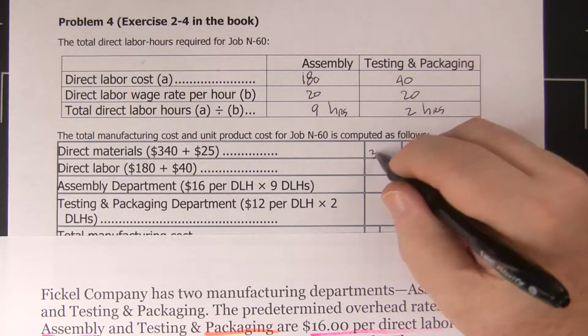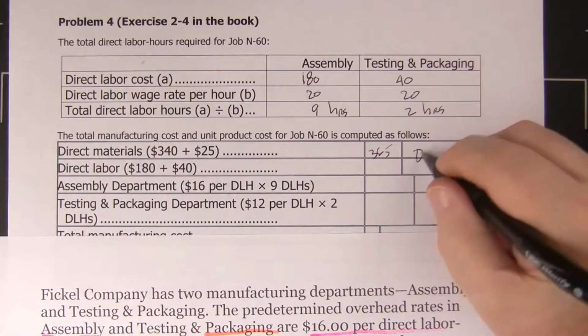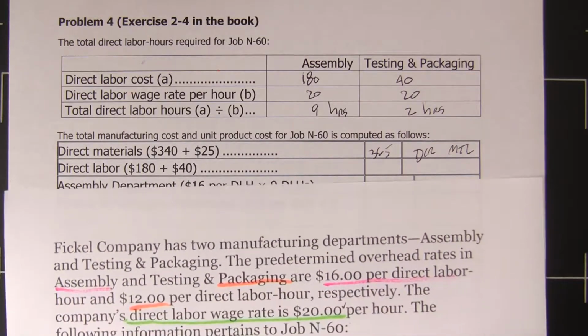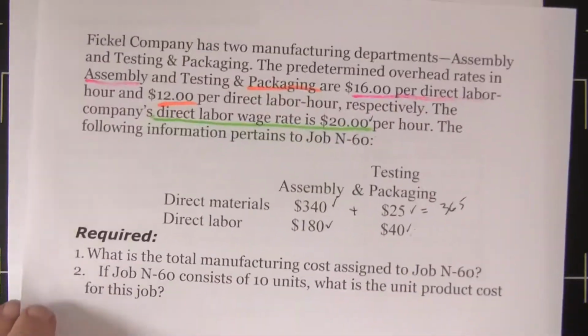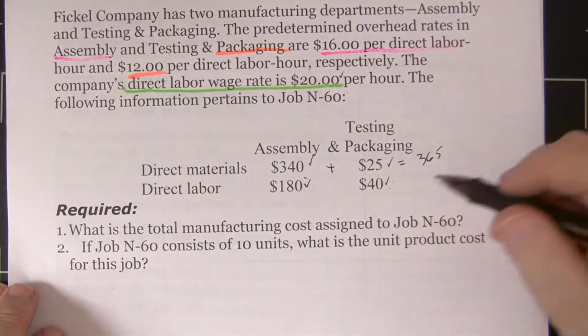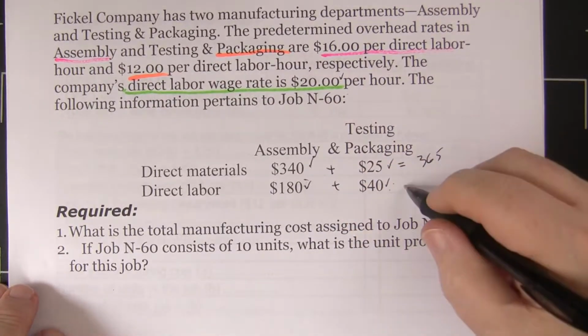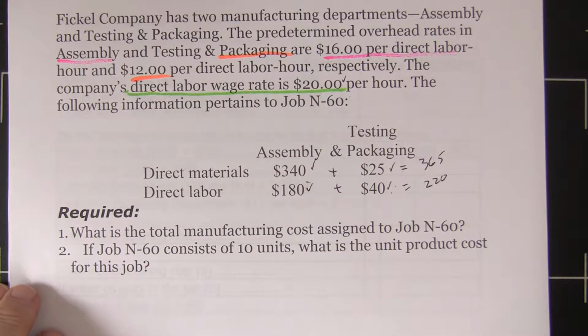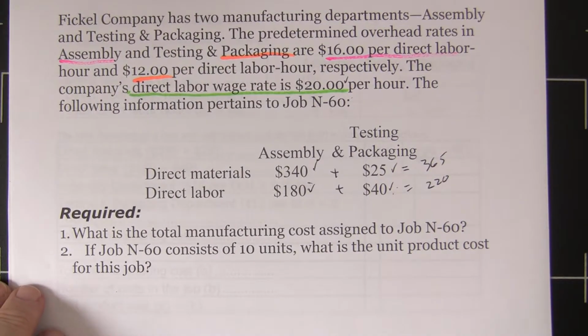And again, label, label, label. Direct labor, same deal. We take the 180, we take the 40, $220 of direct labor total.